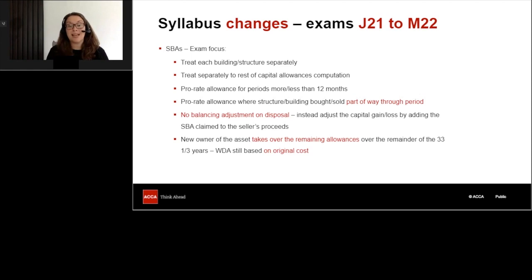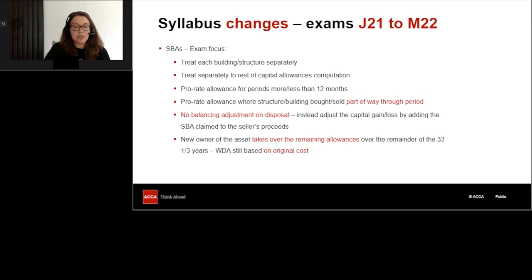So you would be told that date in the question, so you would need to just be careful that you're not picking the date that they bought the building or structure, or bought it from a developer, or constructed it themselves. It's not that date, it's the date that it was brought into qualifying use as part of the trade. That's the date that you can start claiming. So that's quite different to what we have for our plant and machinery allowances, where it doesn't matter when in the period you actually make the purchase, you get the full period's worth of allowance. That's not the case with SBAs.